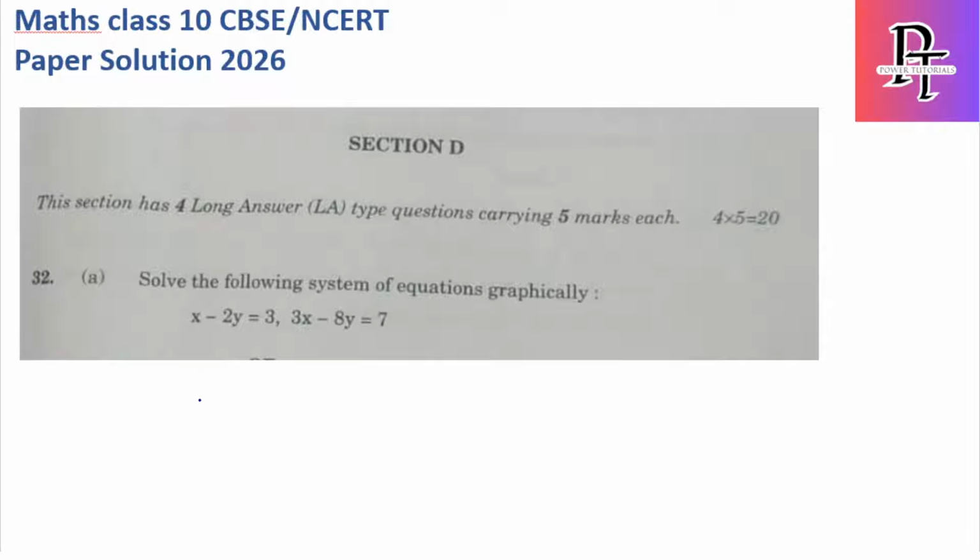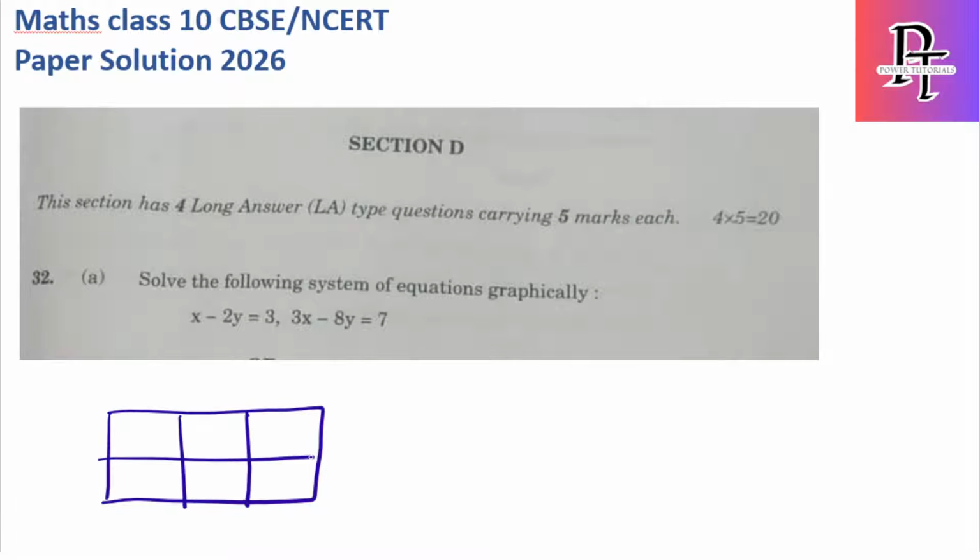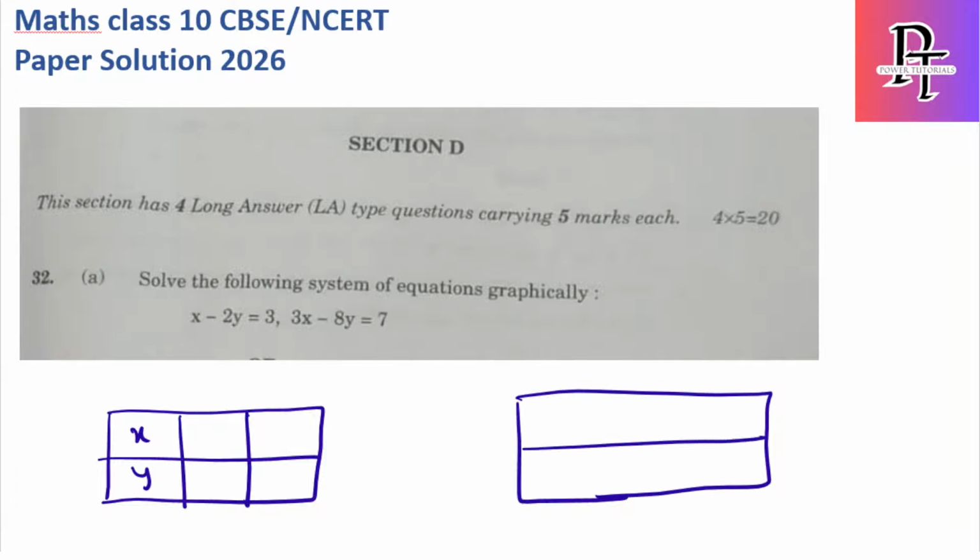x minus 2y is equal to 3 and 3x minus 8y is equal to 7. So for this type of question what you have to do is, first हमको ऐसे ग्राफ, मतलब बॉक्स लिखना है जिसमें दो पॉइंट्स होना चाहिए, क्योंकि हमको मिनिमम 2 पॉइंट्स चाहिए जिससे हम एक लाइन ड्रॉ कर सकते हैं। Okay, so I am solving a table such that it has 2 points for each equation, so that those 2 points I can plot on the graph sheet and get the details.